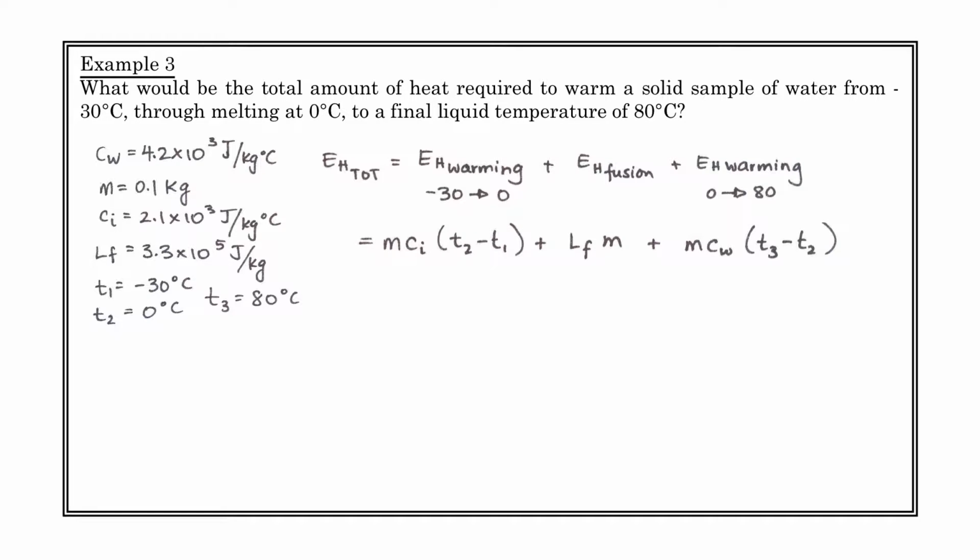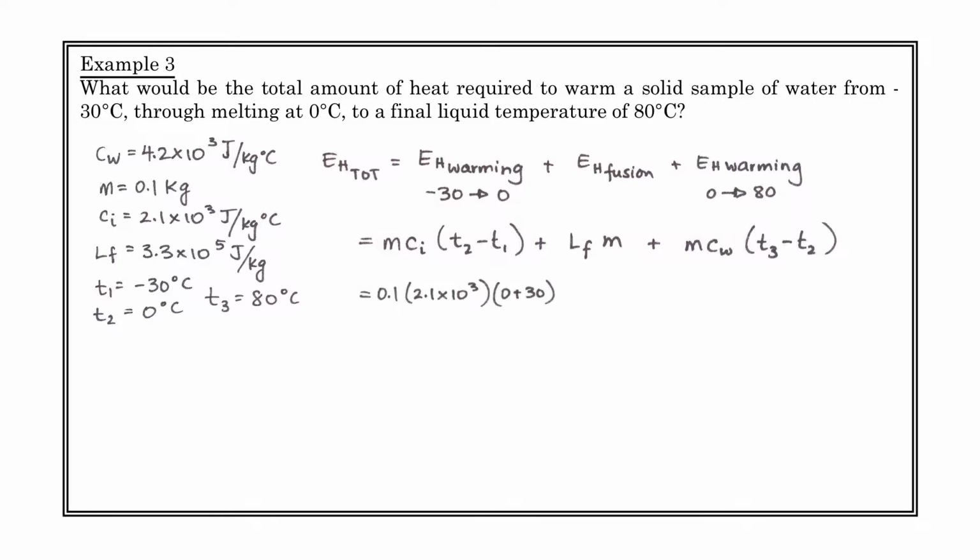We've got the mass times the specific heat capacity of ice times T2 minus T1, plus the latent heat of fusion times the mass, plus mass times specific heat capacity. And here I've used T3 minus T2 because this is kind of like the third temperature in a row.